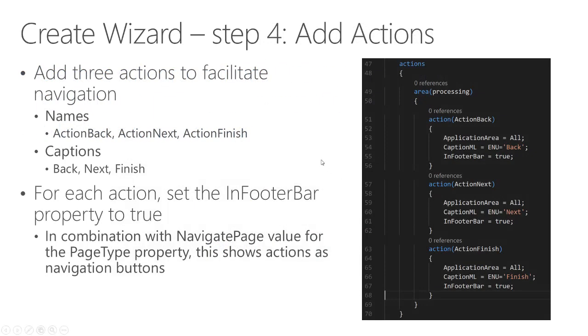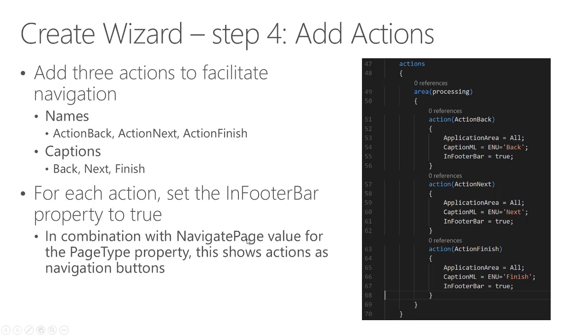Then step 4 is adding the actions. So we have a back action, we have a next action, and we have a finish action. And so the names are action back, action next, and action finish, like these actions. So we have the action section. Inside there, we have an area, and it's all going in processing. And then we have 1, 2, 3 actions. We call those action back, etc., etc. And for each action, set the in-footer bar property to true.